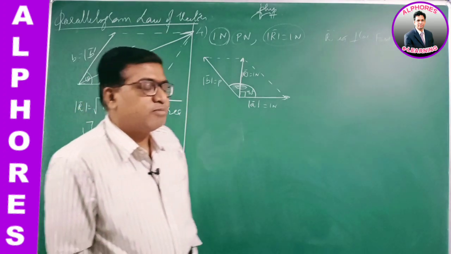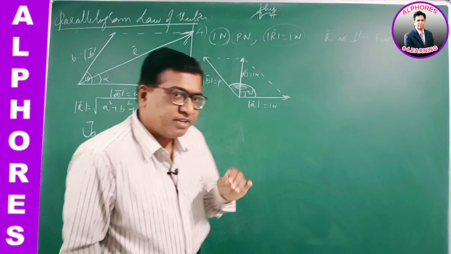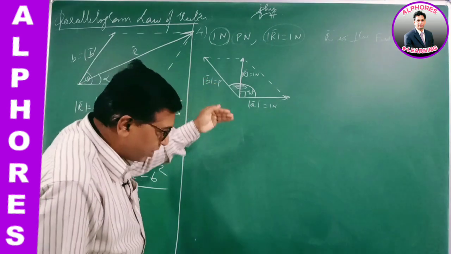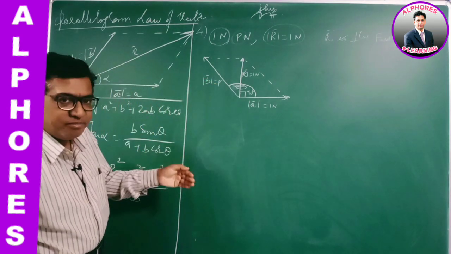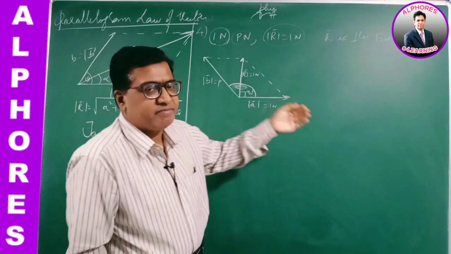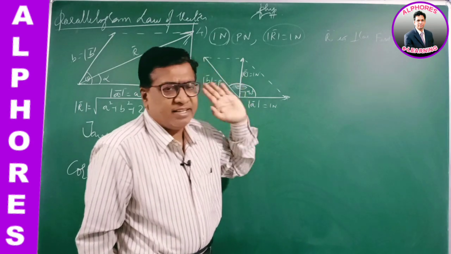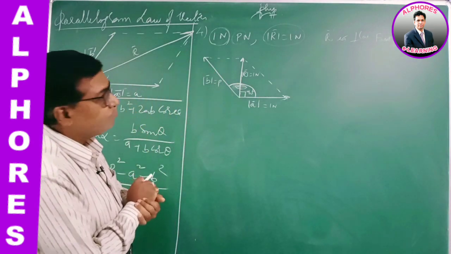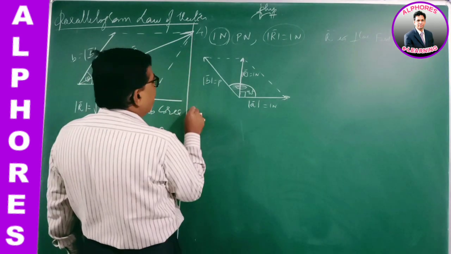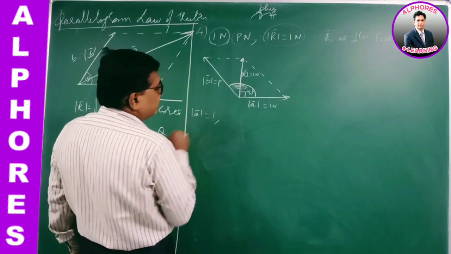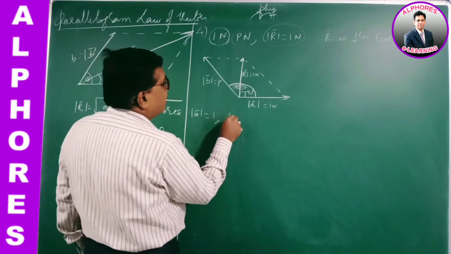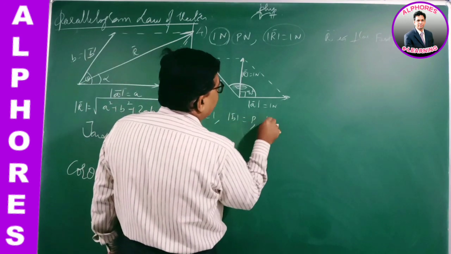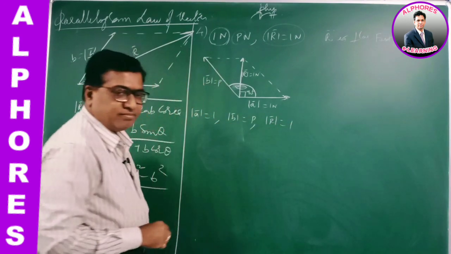You can do this problem by 3 methods. First we will go by the formula method, then I give you a simple shortcut formula. Even you can do it just by the diagram also. First we will go by the formula method. So given mod A is 1 and mod B is P and mod R is 1.